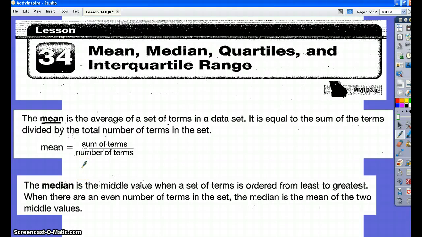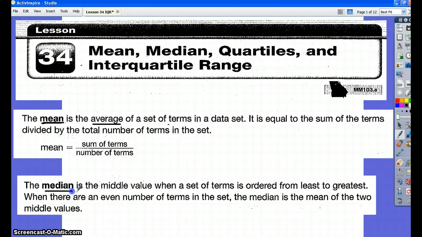Okay, today we're going to be doing the mean, median, quartiles, and interquartile range. It sounds kind of complicated, but all you have to do really is just organize the data. So the mean, that's a term that you should be familiar with. It's just the average. So you're just adding up the numbers and dividing them by the amount. So you add them up, divide by the number of terms. Same way you find your average in a class.